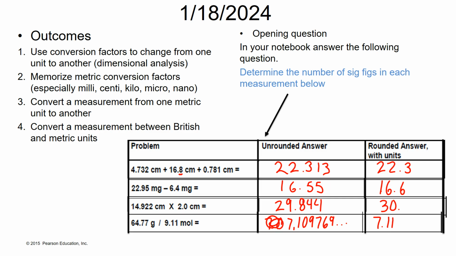Again, none of these were combined problems. However, they do exist. You remember, if it's a combined problem, the answer is going to be based off the last rule that you followed. If your addition or subtraction is the last thing you do, you're going to follow by the least precise measurement. If multiplication or division is the last thing you do, then you'll follow by the total number of sig figs.